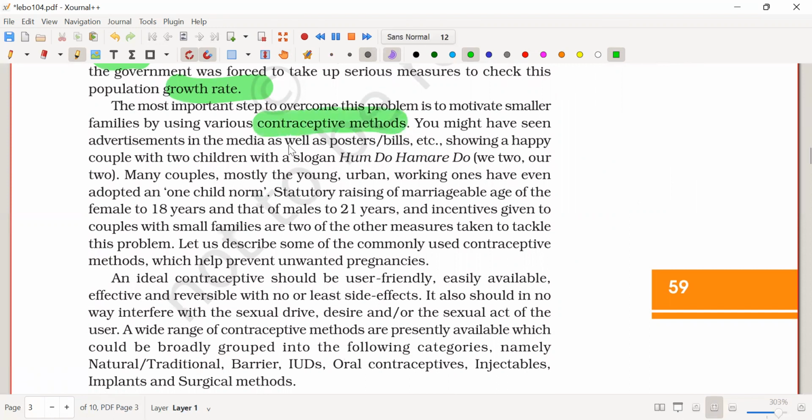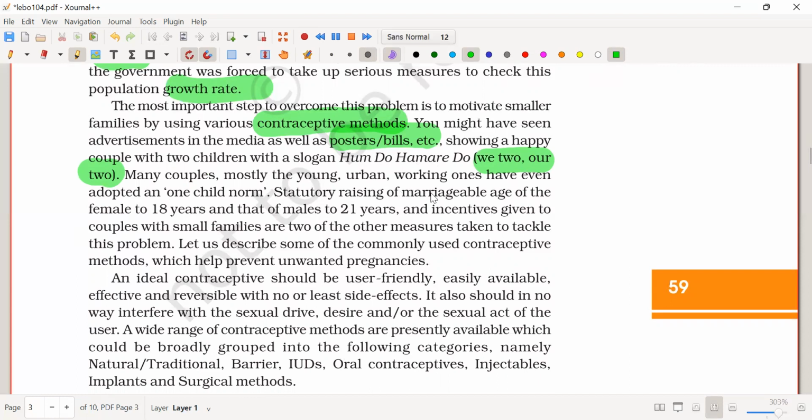You might have seen advertisements in the media as well as poster bills showing a happy couple with 2 children with the slogan "Hum do, hamare do." We too are two. Many couples, mostly the young, urban, working ones, have even adopted a one-child norm.